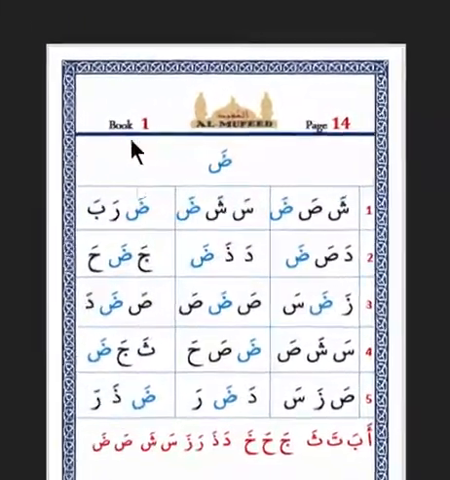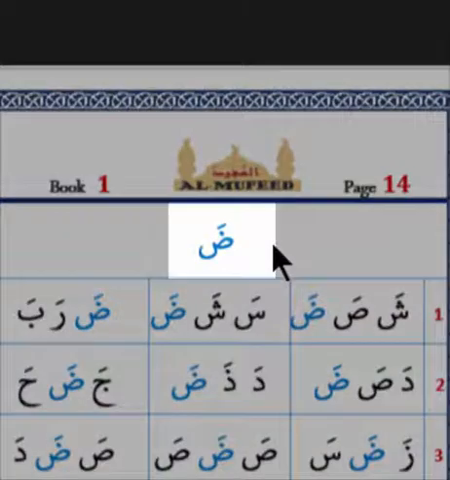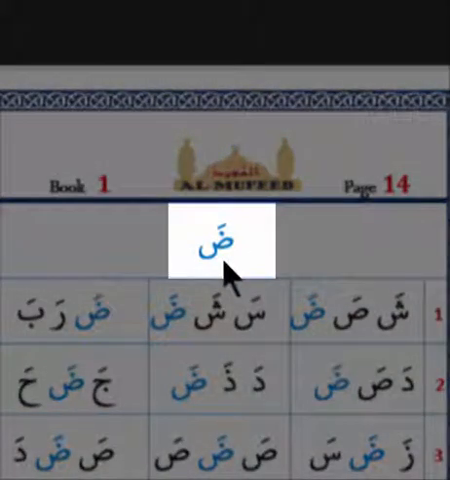Al-Mufid, Book 1, page 14. The title, Ba. Ba. This letter is unique to Arabic language. Make sure you learn it properly. The common mistake is to pronounce it as Da, the letter that we learned before. This letter is pronounced as Ba.